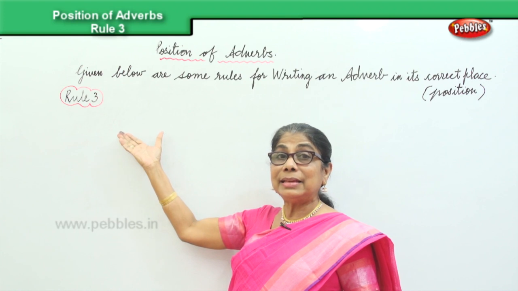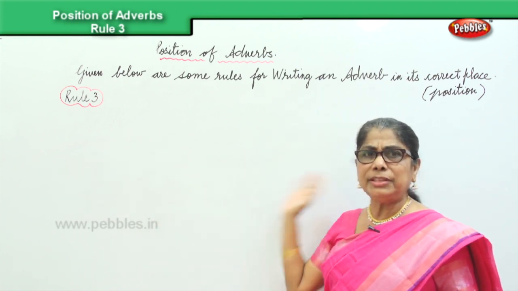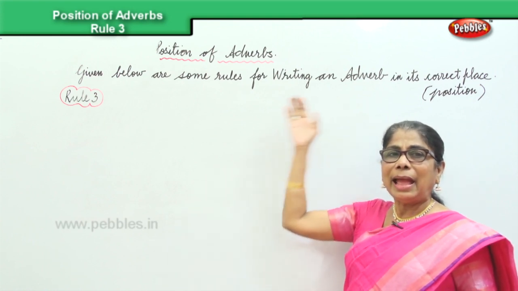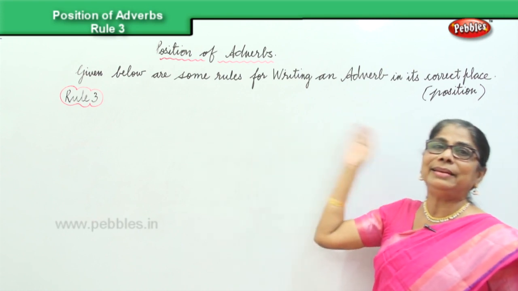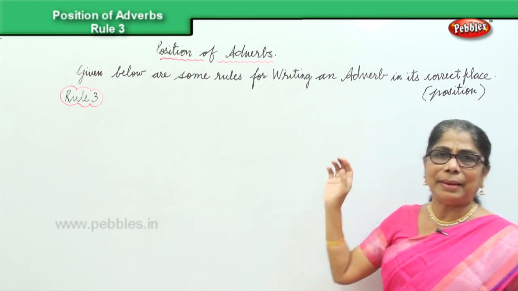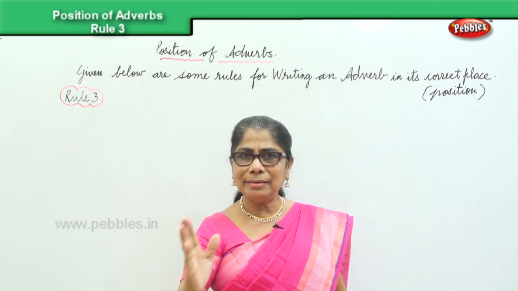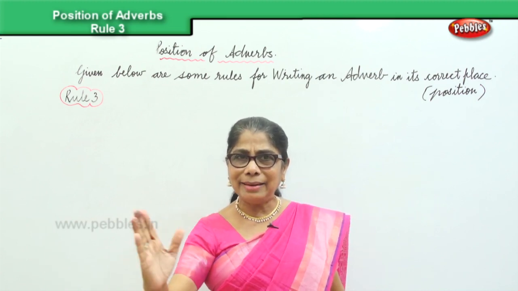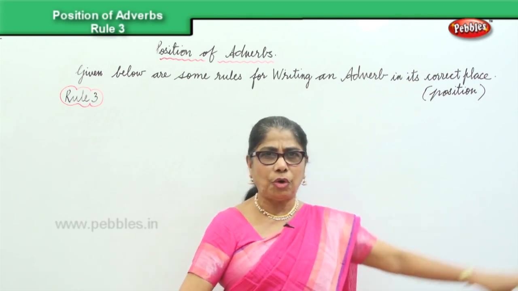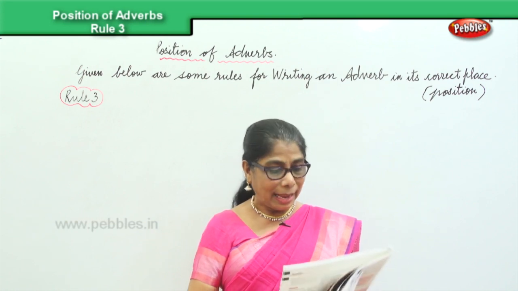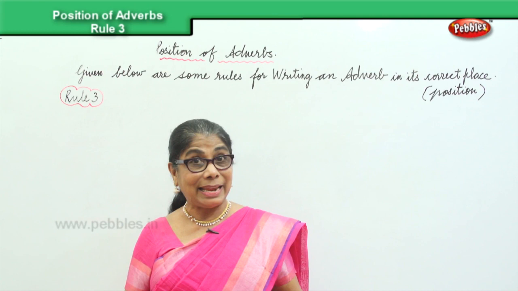If there are 2 adverbs and they modify a verb, what is the order? The order will be adverb of manner, adverb of place, then time. Manner, place, time. You just have to remember adverb of manner, adverb of place, adverb of time. Just follow that order when there are more than one adverb. With the example you will understand better.